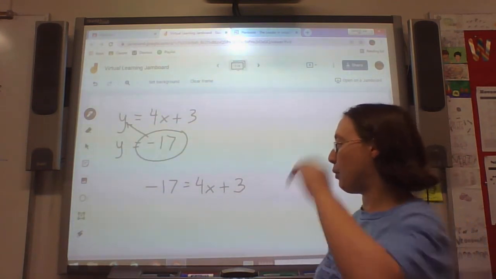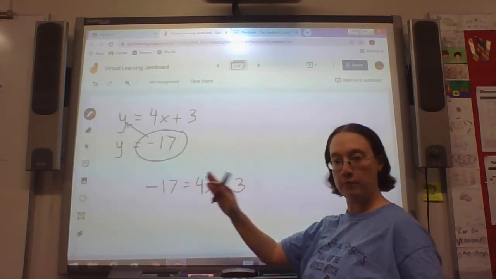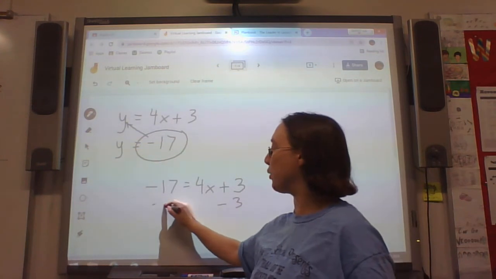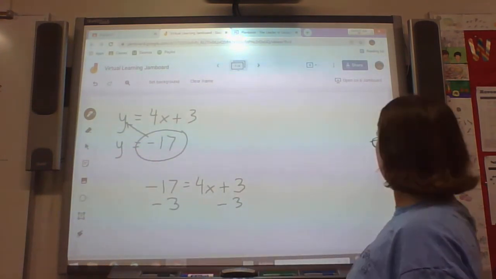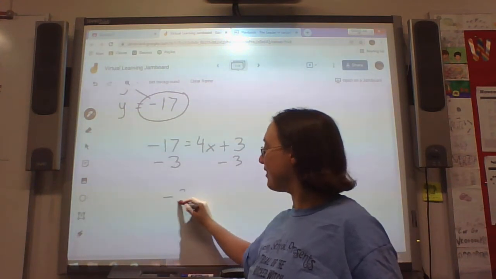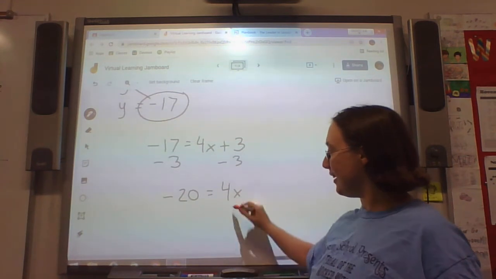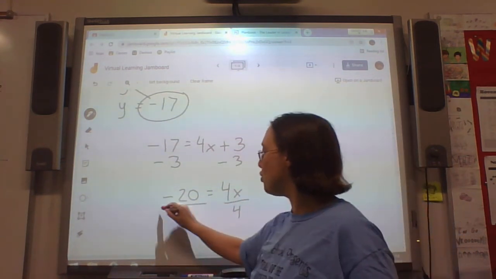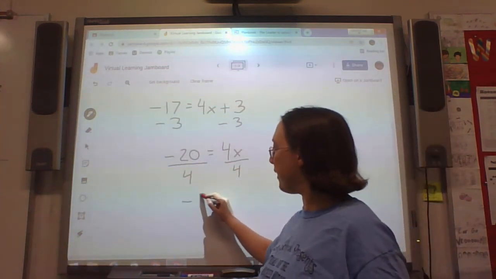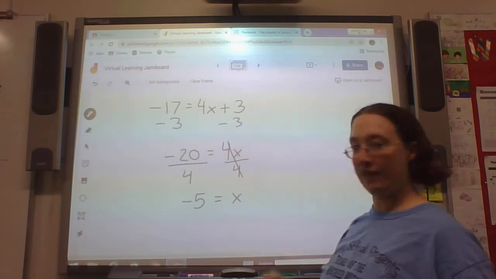So again, if we have more than one step there, we're getting rid of adding or subtracting before we're getting rid of multiplying or dividing. So we're getting rid of that adding 3 by subtracting 3, and then we're going to deal with that 4. Negative 17 minus 3 gets you negative 20. And this is still a 4x. Now we're going to divide by that 4. And negative 20 divided by 4 gets you a negative 5. 4's cancel. And we got x.